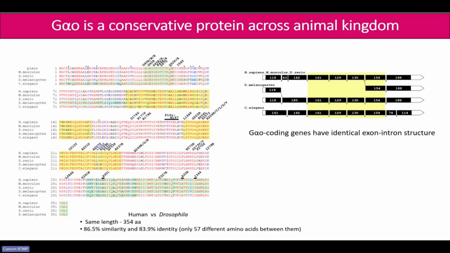Surprisingly, the exon-intron structure is very similar in Drosophila, human, and C. elegans. So it's an evolutionarily conserved protein, and this encourages us to make a model in Drosophila.